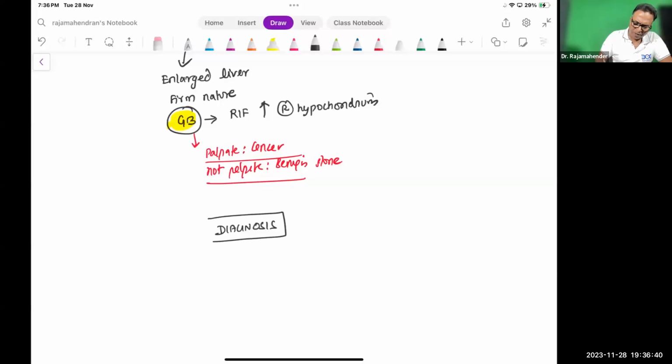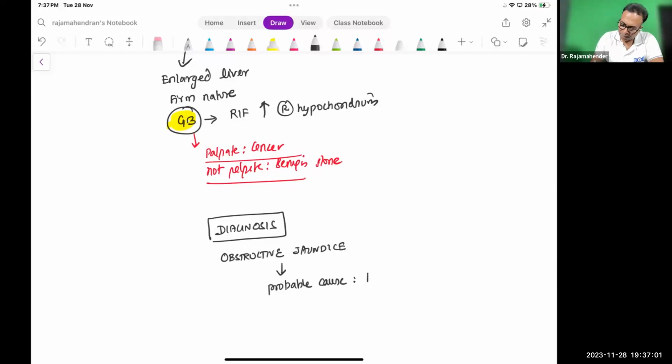So the diagnosis of the patient, classically you should tell, is obstructive jaundice. I feel my patient is having an enlarged gallbladder, old age, and a progressive painless jaundice. So what is the probable cause? The probable cause in my patient is a periampullary cancer. So I will go for a diagnosis of periampullary cancer. Like that, you should give a probable diagnosis. Don't say it can be a stone or it can be a cancer. You should stick with your finding.